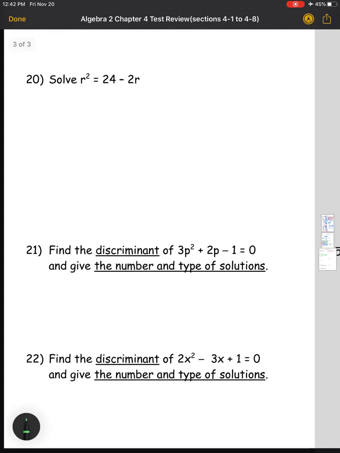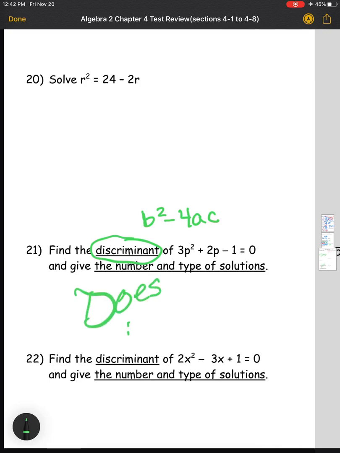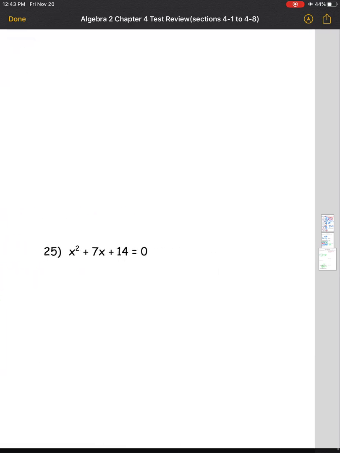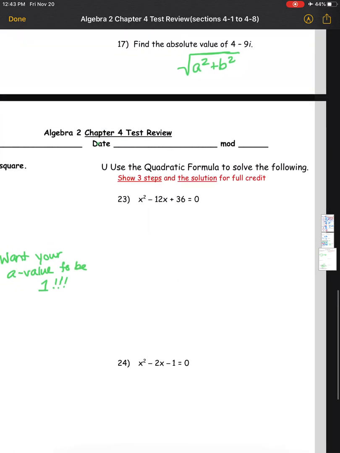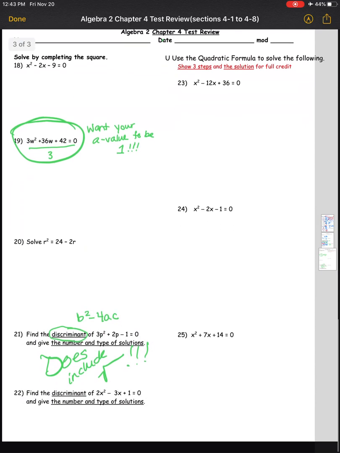21 and 22. The discriminant, remember, that's a little formula. It's part of the quadratic formula, but it's b squared minus 4ac. Does not include the square root. Okay, some of you guys want to still put the square root on top of that. No, it's what's underneath the square root. That's the discriminant formula. Okay, same thing on 22. You're going to use the same exact thing. And then 23, 24, 25, that's using the quadratic formula, and you guys were doing really, really good with that. I feel pretty confident that you guys can handle that.